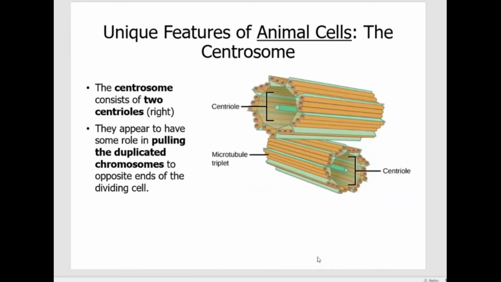Now this is a structure that's part of the cytoskeleton, but it is unique to animal cells, so we're going to point this out first. This structure is called a centrosome. The centrosome has two components, two units, and each of them is called a centriole. So the centrosome consists of two centrioles. The function of the centrosome seems to be related to cell division. They appear to have some role in pulling the duplicated chromosomes to opposite ends of the dividing cell, so that they end up in two new daughter cells.